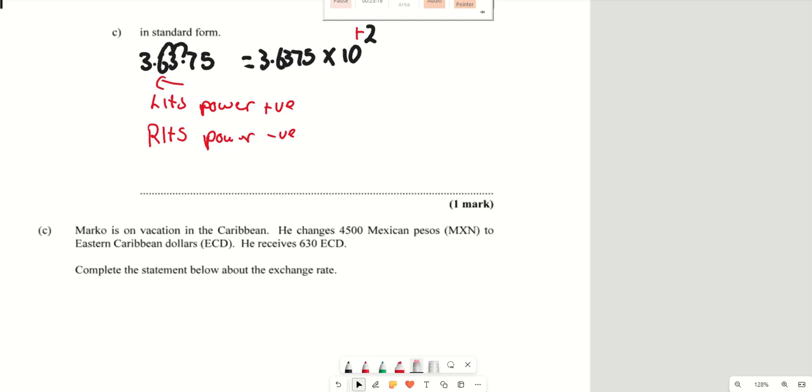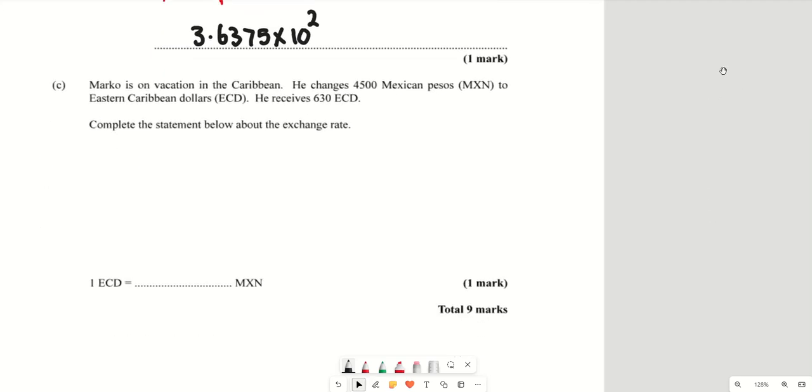So again, the answer is going to be 3.6375 multiplied by 10 to the power of 2. You don't need to put positive 2. It's understood that all numbers are positive unless stated otherwise, right? So let's go to the last question.